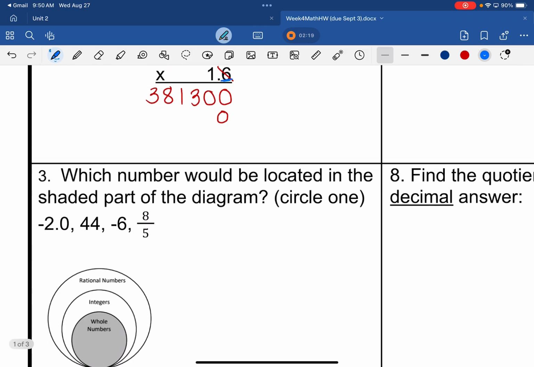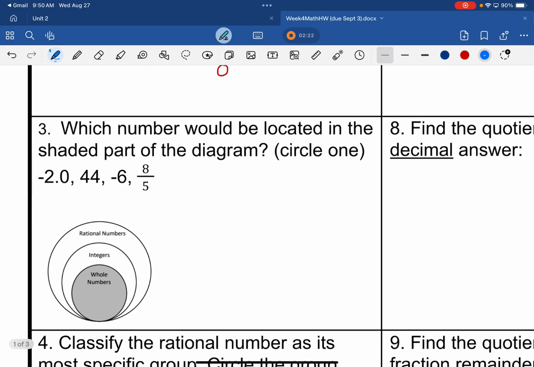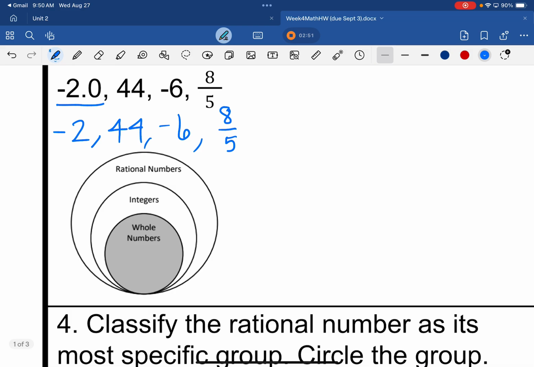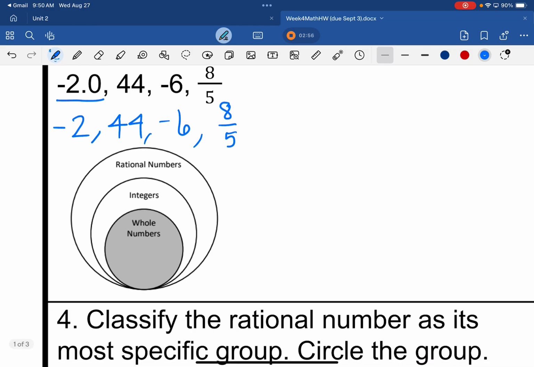Okay, it says which number would be located in the shaded part of the diagram. So the shaded part of the diagram is whole numbers. So we have a negative 2, which would look like this. We have a positive 44. We have a negative 6. And then we have 8/5. And 8/5 is not equivalent to a whole number, so it's a true fraction. So we're trying to figure out which one of those numbers goes in the center spot. You can either put the number inside that part, or you can just circle the number. Just make sure Miss Martell knows which number you think goes there. And there's only one.